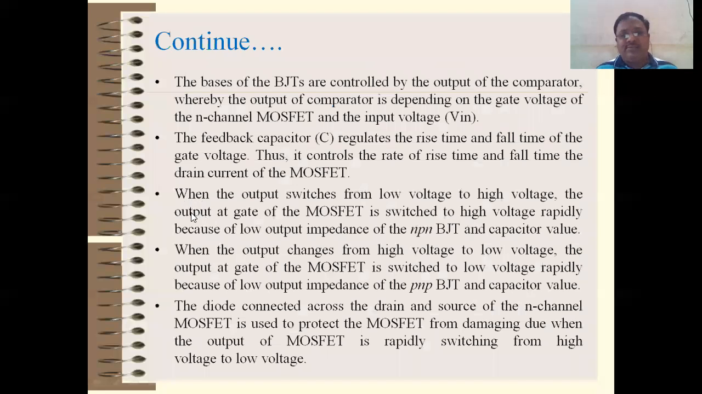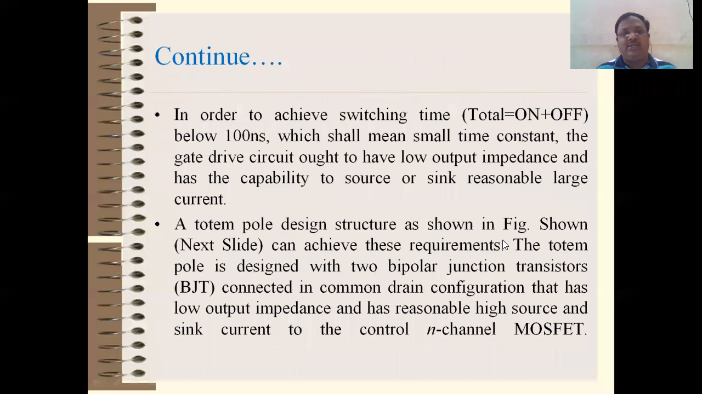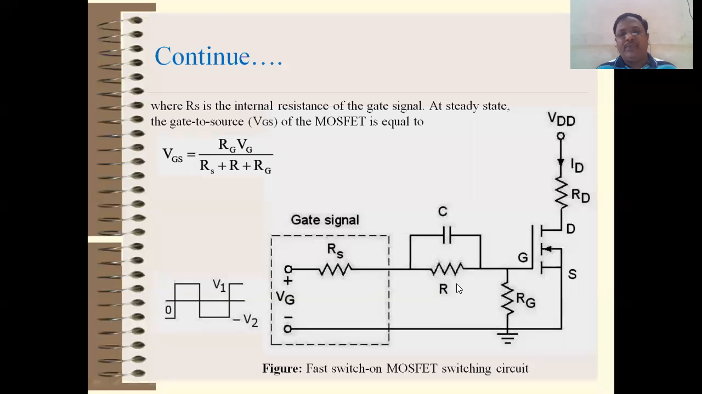See, again I read the same sentence. When the output switches from low voltage to high voltage, the output at the gate of the MOSFET is switched to high voltage rapidly. This is important, rapidly, because of the low output impedance of the NPN BJT and the capacitor value. See, I'll again show you the same figure. Okay, see, this is actually RG, and this is the capacitor C, right?